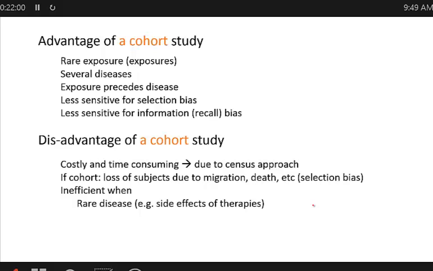And the third, since you know at the baseline no one has an outcome, you know for sure the exposure information you collect at baseline is happening before the outcome. Right, so that satisfies the gold standard concept in epidemiology. And the fourth, it is less sensitive to selection bias, since you grab everybody and then you follow.